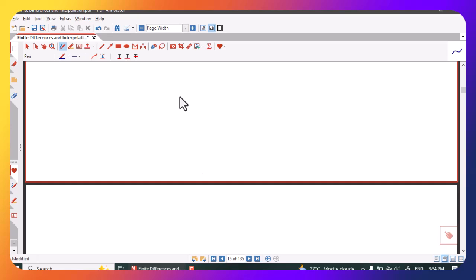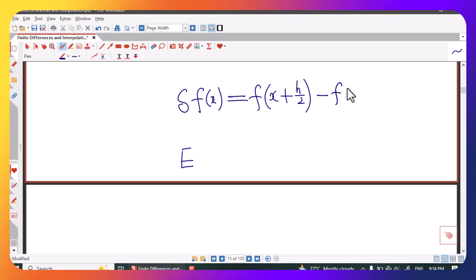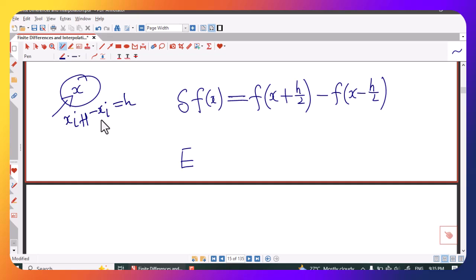So in this lecture we have understood what is central difference operator and what is shift operator. Central difference operator is denoted by delta, and delta f(x) is f of x plus h by 2 minus f of x minus h by 2, provided that we have that type of data in which values of independent variable x are equally spaced, that is, difference between any two consecutive values of x is constant. Similarly, shift operator is defined as E of f(x) equal to f of x plus h.